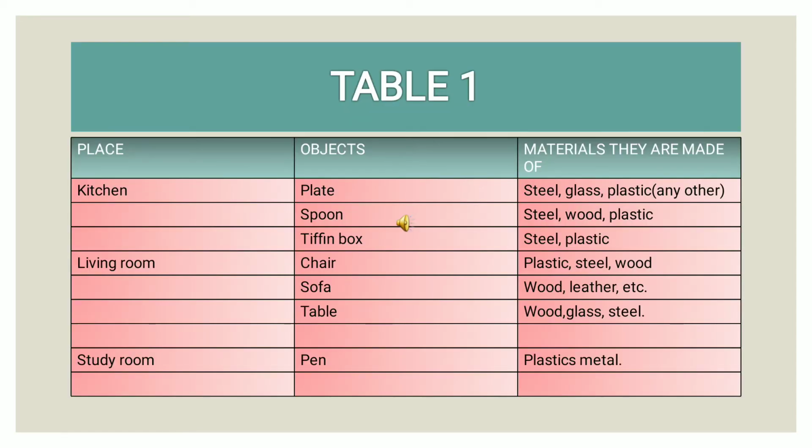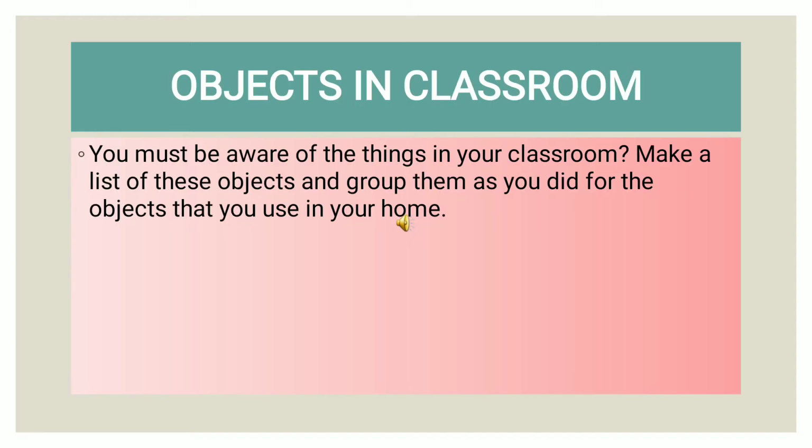Table 1. Kitchen. Objects found here: plate, spoon, tiffin box. The plate is made of steel, glass, plastic. Similarly, for chair: plastic, steel or wood. So you can make a list, add more and fill the table 1.